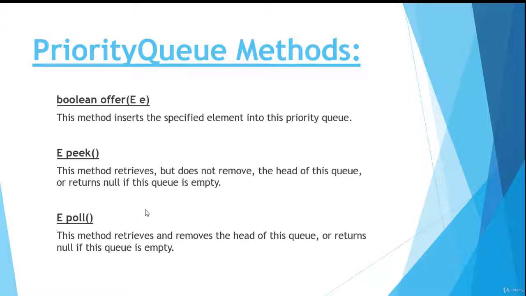Second, we have the peek method. This method retrieves but does not remove the head of this queue, and returns null if the queue is empty. So this method returns the head value and does not remove it, and if the queue is empty then we get null. And third, we have the poll method. This method retrieves and removes the head of this queue, or returns null if the queue is empty.